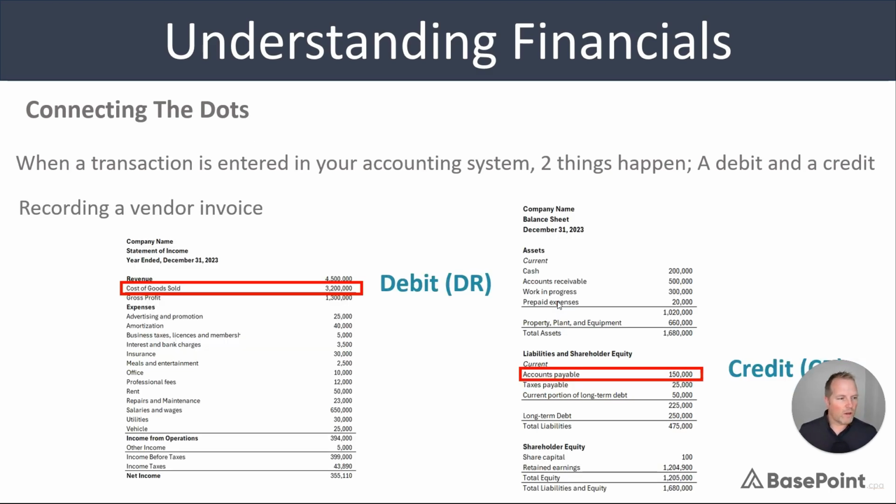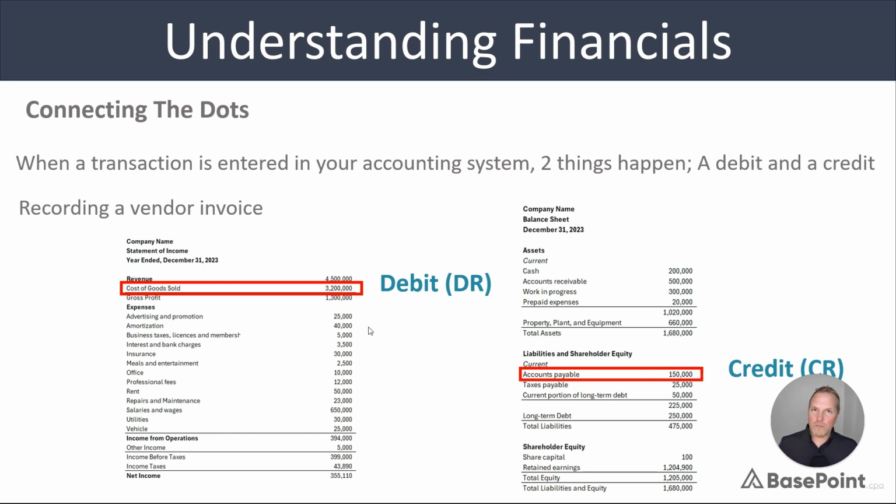Okay, so what does that look like on our financial statements here? All right. So on your income statement, you're going to have a debit to your cost of goods sold. Again, that's assuming that what the invoice was for was things that you were selling.